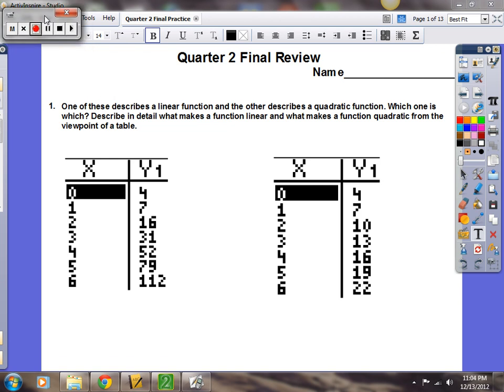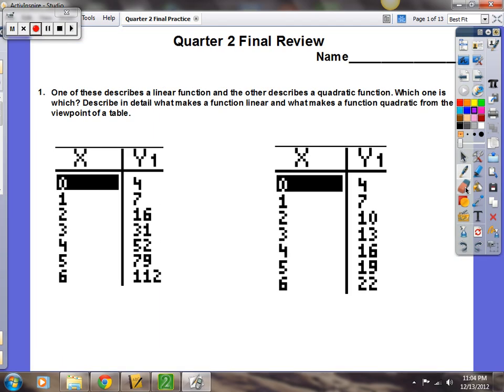Linear versus quadratic. If you're looking at a table, you've got to find the pattern. The pattern, and how fast it grows and changes, is what gives it away. So let's look at this first one. If you start looking at your outcomes right here, you see how fast they grow.